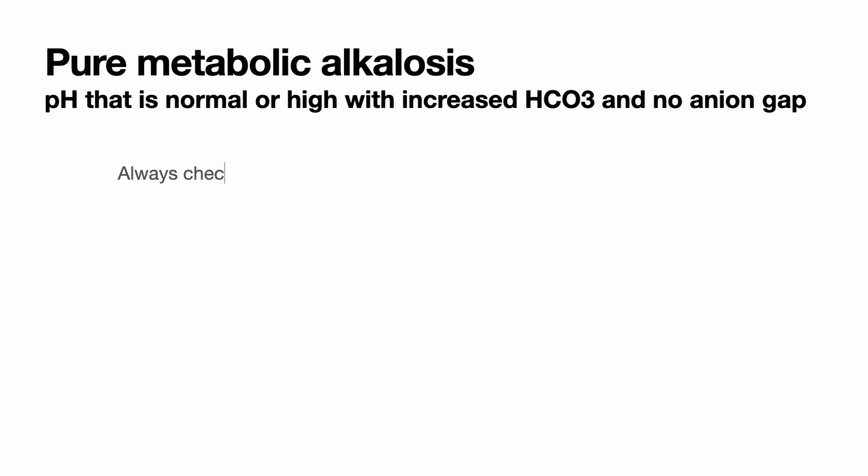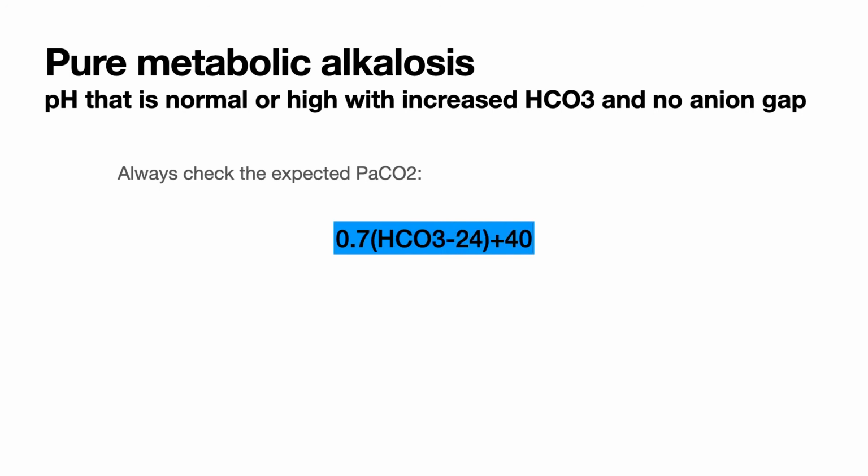And the next step is always to check the expected PaCO2. And this has a different formula. It's not the Winter's formula anymore, and it's 0.7 times the bicarb minus 24, plus 40. It's easy to see that we are fine.